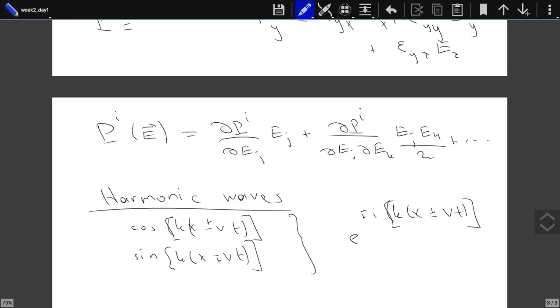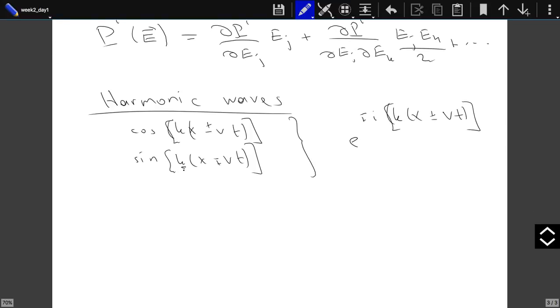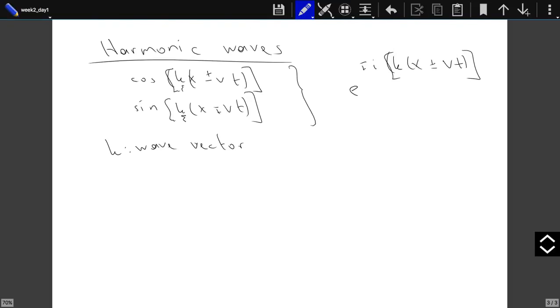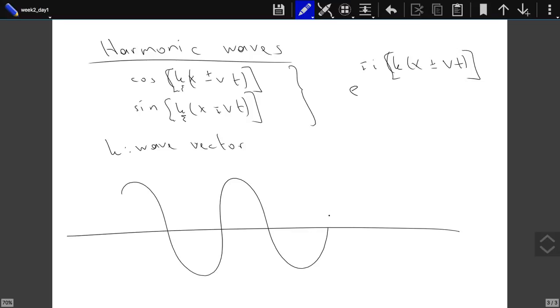Now, we will make several definitions over here. You see, here we have this k. K is what we call the wave vector. Now, if you look at these sines and cosines, well, they look like this. They just repeat themselves indefinitely. And as time moves, all this shape either moves towards the positive x or towards the negative x, depending on the sign between the x and the Vt term.